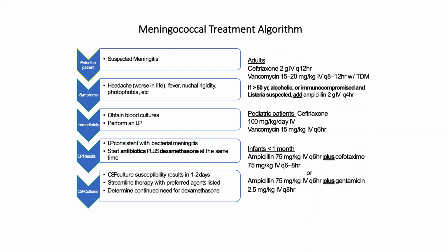The antibiotics are going to be listed here for you all on your right. And then for our cultures, once we get those culture susceptibilities back within that 1 to 2 days, we will then streamline our therapy, and then we'll determine our need for dexamethasone, meaning that if it continues to be strep pneumoniae, then we will continue utilizing our dexamethasone.